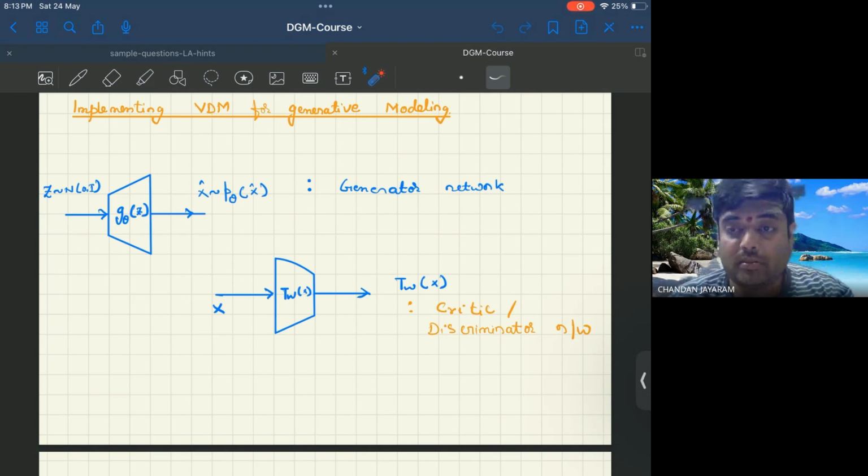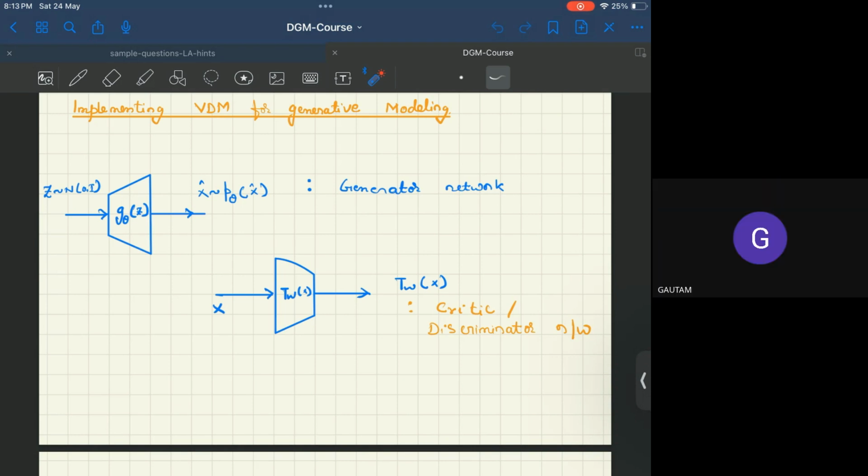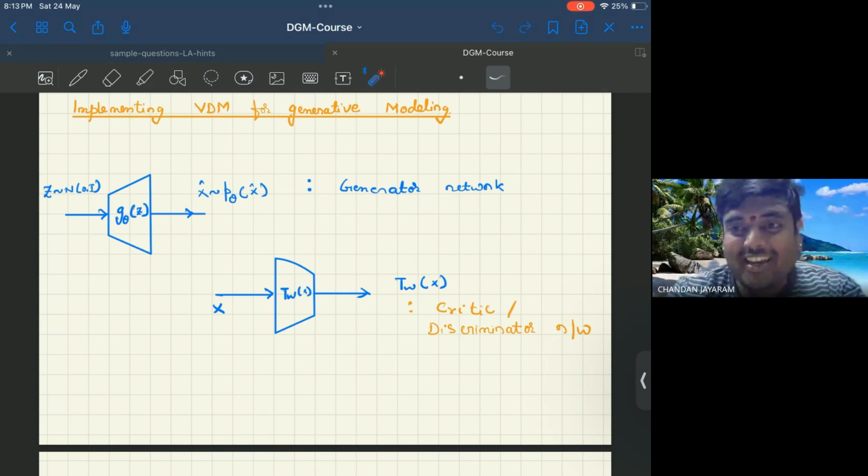Yes, Gautam, go ahead. Just a question: what are the applications of saddle point problems other than this GAN network? Is there any other application where it is used? I'll give a different answer to that.